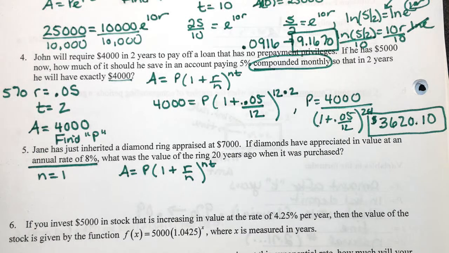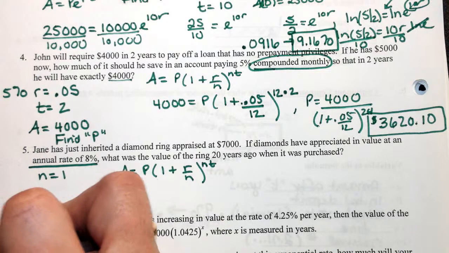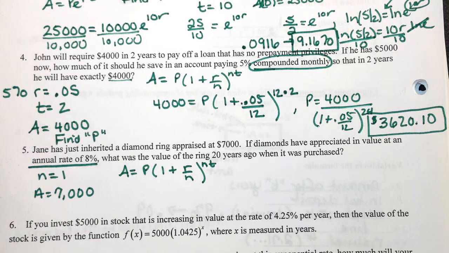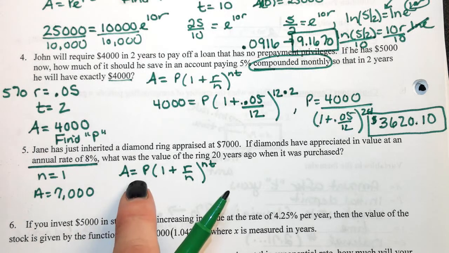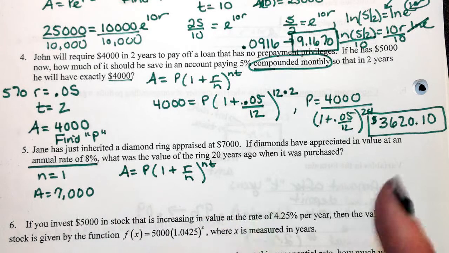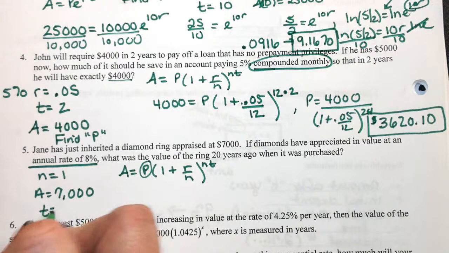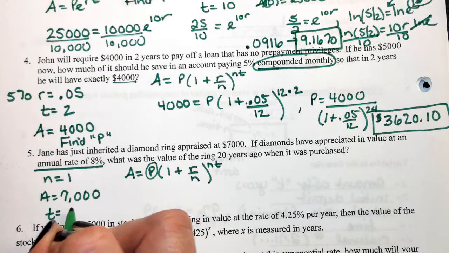So right now, the ring is worth $7,000. That's the amount that the ring is worth at this present moment. I'm trying to figure out, well, how much was this ring worth 20 years ago? So I want to find P. Is everybody okay on why we're trying to solve for P? So what would T be equal to? T would be equal to what? 20.